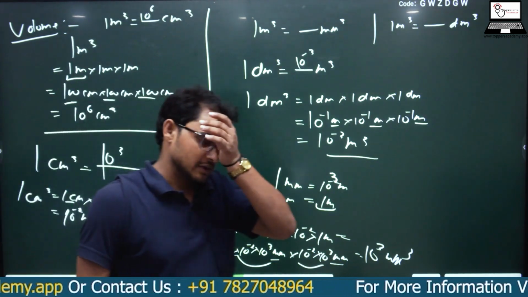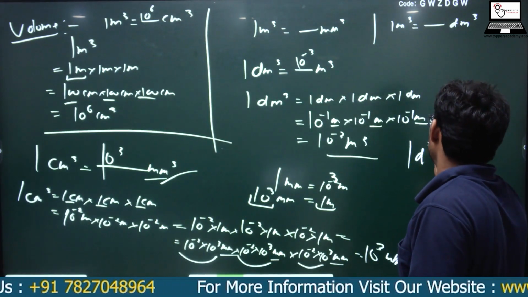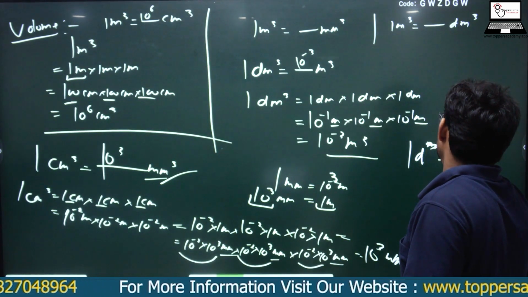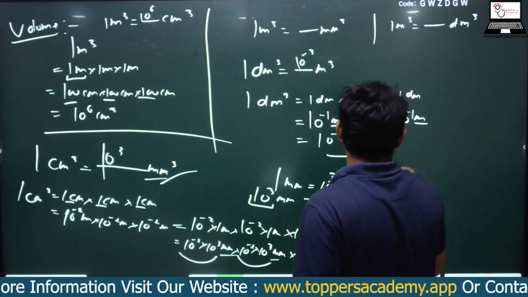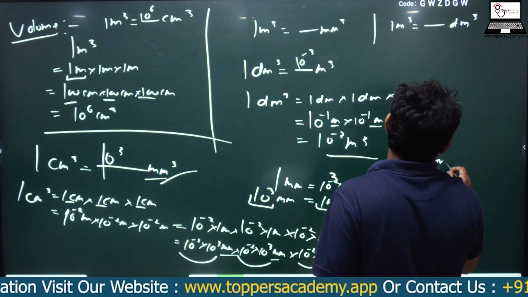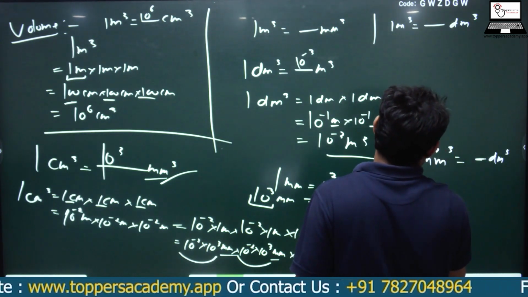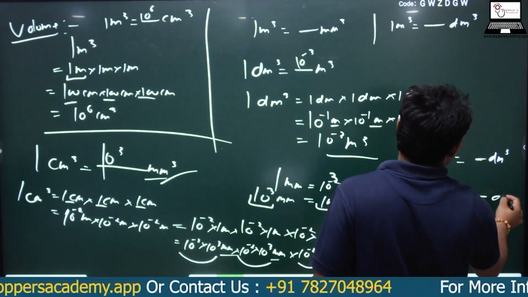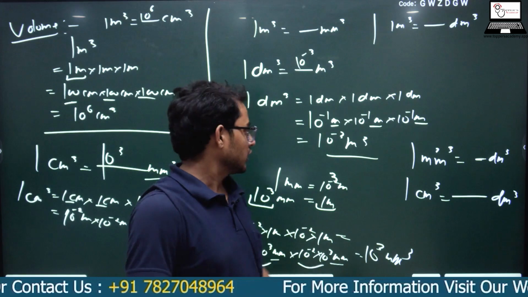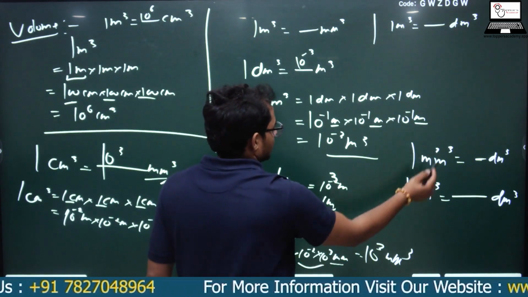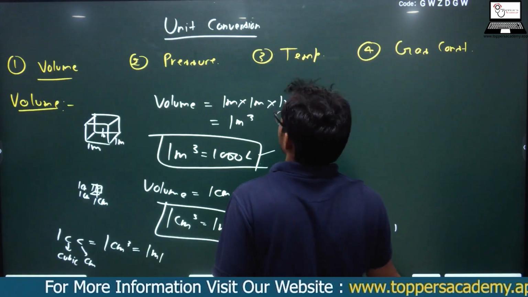I hope you got it, right? You can solve this problem. 1 decimeter cube is equal to how many centimeters? Now you can solve that. 1 millimeter cube is equal to how many decimeter cube, or 1 centimeter cube is equal to how many decimeter cube. You can solve these problems based on volume, right? Now volume completed.